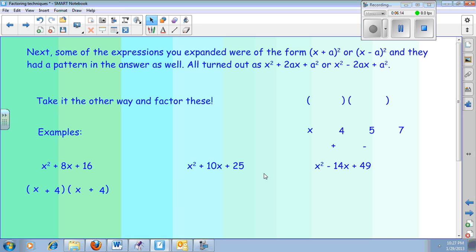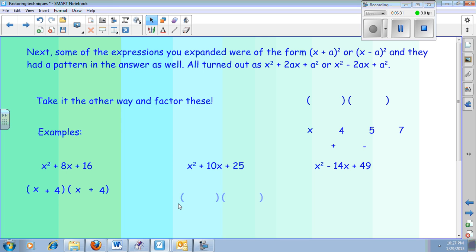Now look at the second one. It looks kind of like that. You can see that 25 is a perfect square. And if you think about the square root of 25, it's 5. So 5 times 2 is 10. So it follows the perfect square trinomial pattern.